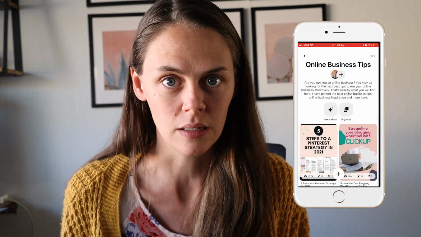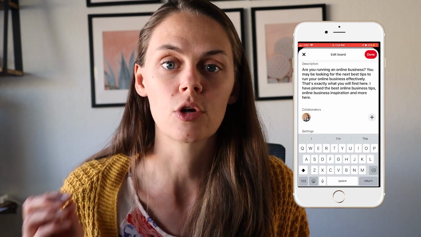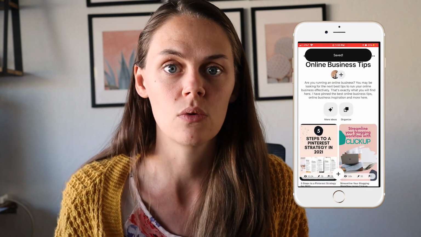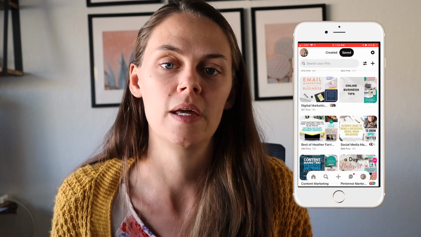Number 3, the most important place, and 4 is your board title and your board descriptions. If you're not using keywords in those places, the platform is not going to understand what your pins are about, and they won't be indexed properly. So it's really important that your boards are well optimized with keywords before you put your pins on them.